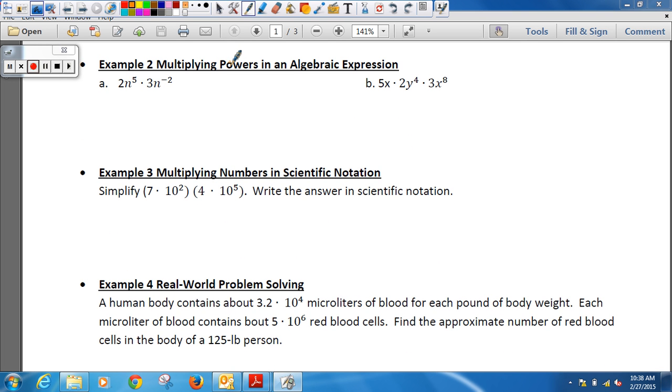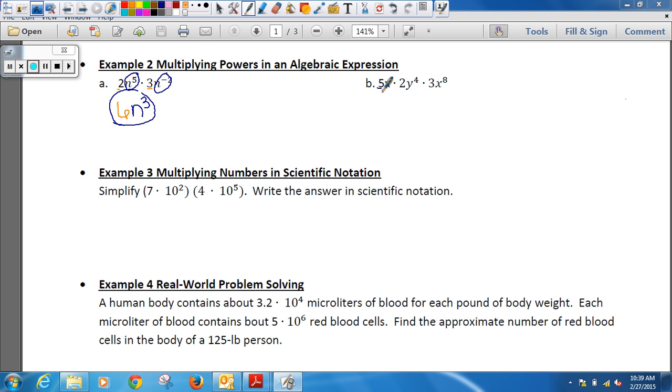This now is going to have expressions, so it has more parts to it. So if I look here, 2 and 3 are the coefficients here, so 2 times 3 is 6. The next part I have n to the 5th times n to the negative 2nd. Those both have the same base of n. 5 plus negative 2 is 3. So I get 6n cubed.